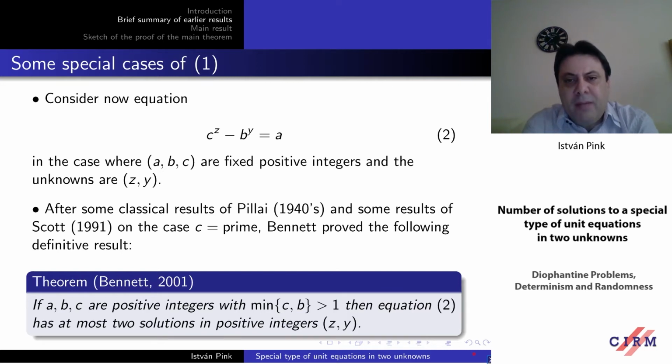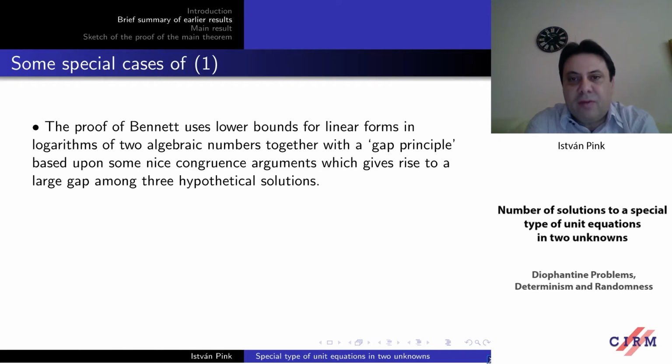namely, if a, b, c are positive integers with minimum of c and b greater than 1, then equation 2 has at most 2 solutions in positive integers z and y. So this is a nice definitive result of Mike Bennett. How to prove this? In the proof, Mike uses lower bounds for linear forms in logarithms of 2 algebraic numbers, together with the gap principle based upon some congruence arguments, which gives rise to a large gap among 3 hypothetical solutions.